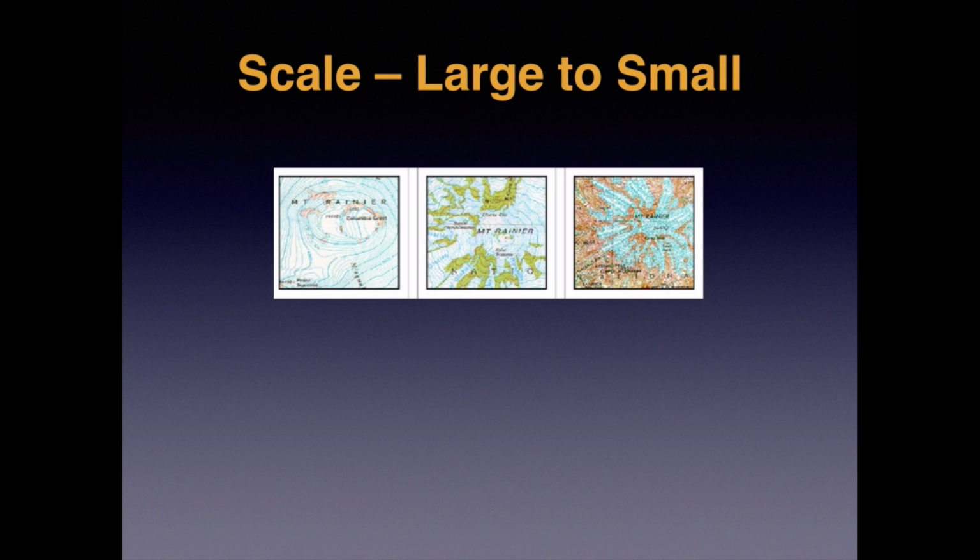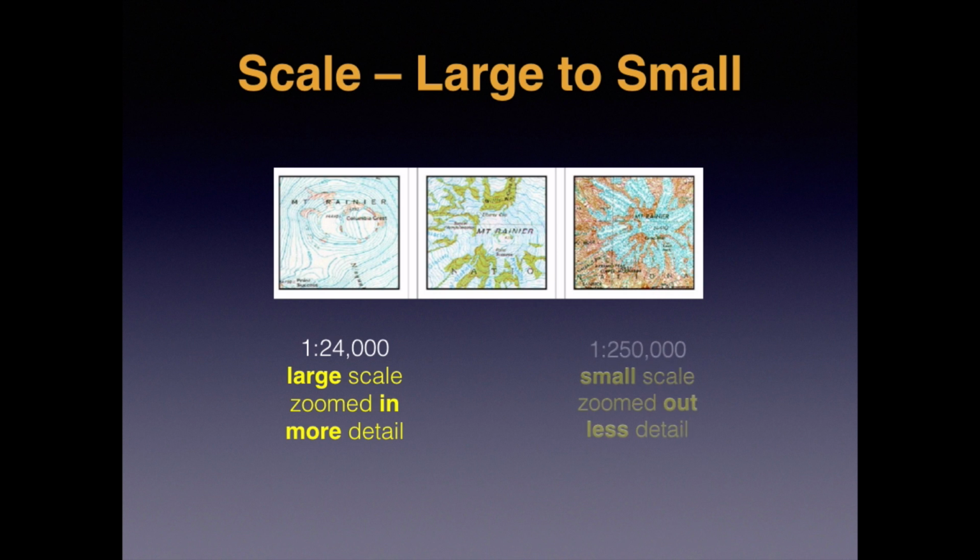You may hear maps referred to as large scale or small scale. A large-scale map, such as 1 to 24,000, is zoomed in and shows more detail in a small area. Conversely, a small-scale map, such as 1 to 250,000, is more zoomed out and shows less detail over a large area. A 1 to 100,000 map is sort of in the middle. If you're feeling a little dyslexic right now, you are not alone. These terms definitely can be confusing.